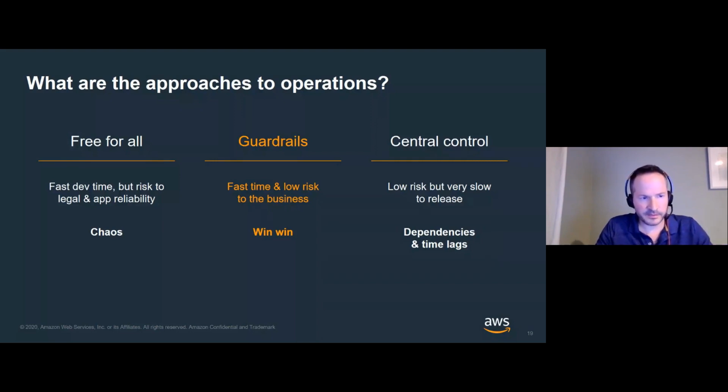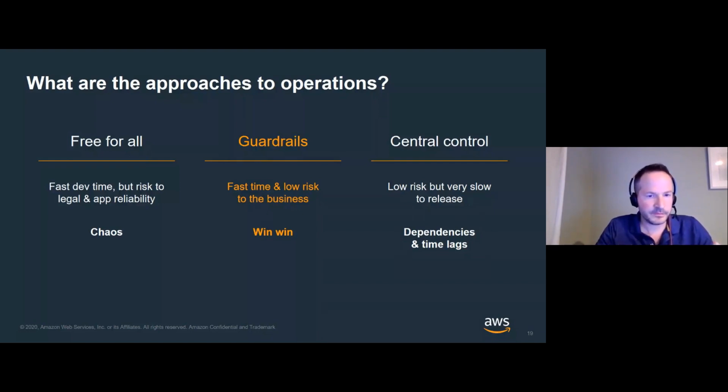One on the left side here is free for all, fast developer time, no guardrails whatsoever, but it's complete chaos and we don't have any governance on what's going on. The other one is guardrails, fast time, low risk, and then we implement some programmatic, very important guardrails so that developers are falling under that umbrella. And central control, where everything has to go through some sort of security team and an audit.